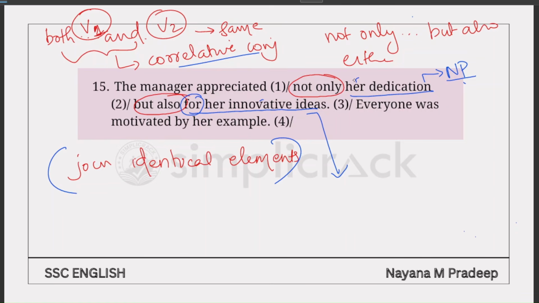So here, instead of using a prepositional phrase, you have to eliminate the preposition for and replace it with her innovative ideas. The sentence should be: the manager appreciated not only her dedication but also her innovative ideas. So the error is in part 3.